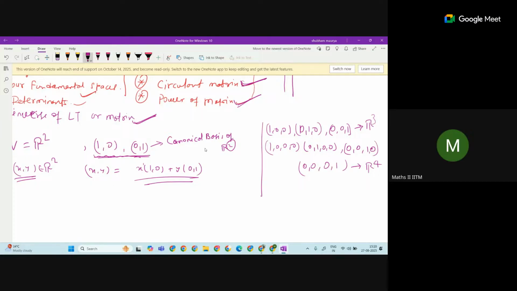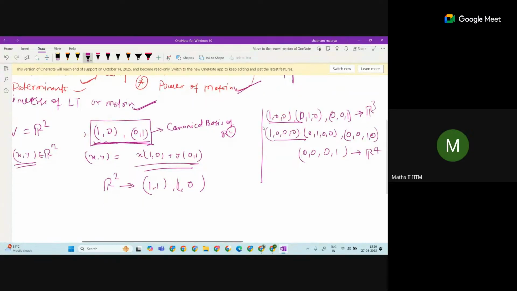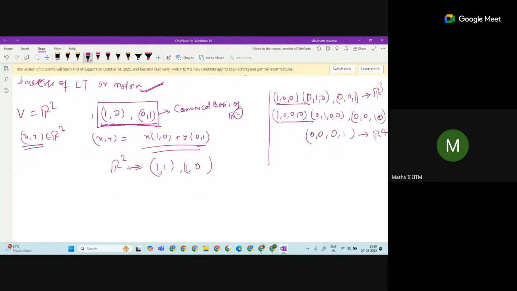For R2 there is another basis also, (1, 1) and (1, 0), which I can take. This is also a basis, but it is just a basis. This very specific kind of basis is called the canonical basis: at one place the entry is non-zero, i.e., 1, and all the rest of the entries are zero, as you can see for R3 and R4. So these are the canonical bases. Except for that, for any vector space we generally have infinitely many bases. You can even take (-1, 1) and (1, 1). This is also another basis of R2.